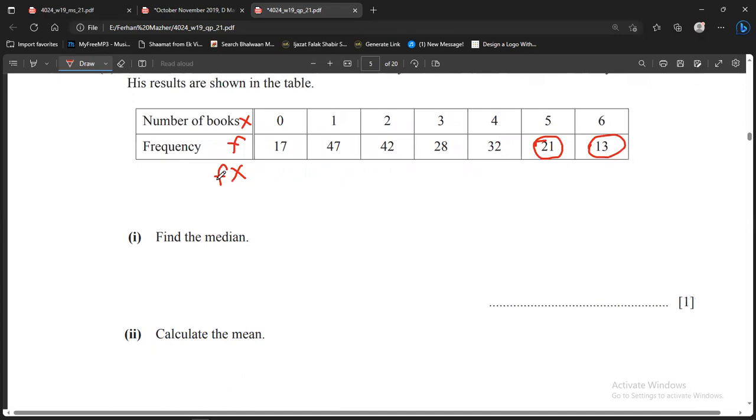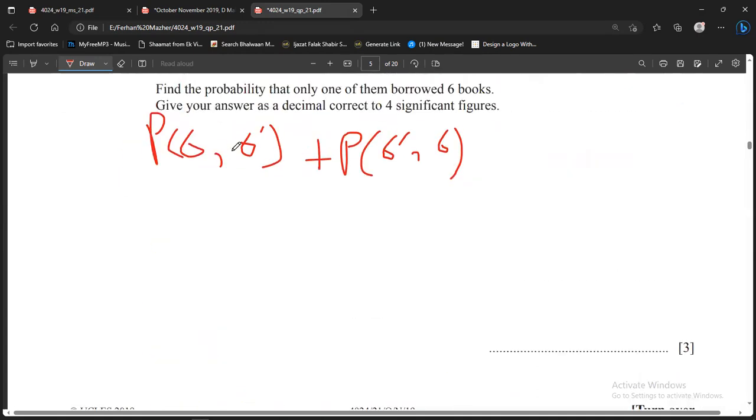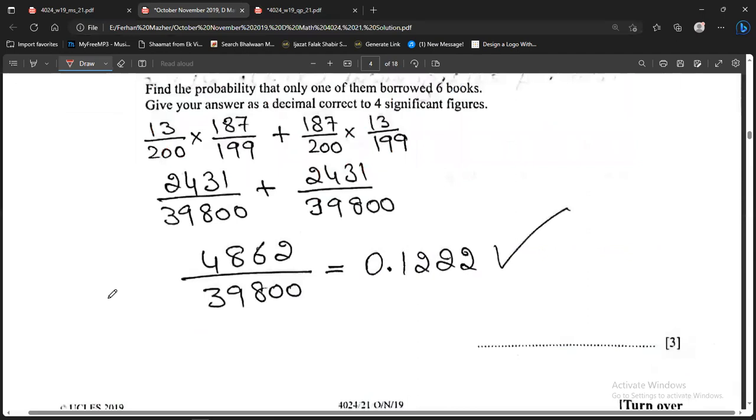So have a look here. The people who borrowed 6 books are 13, and the people who borrowed other than 6 books are 200 minus 13, so you will get 187. So 13 over 200 multiplied by 187 divided by 199. You see the total has changed. Plus 187 over 200 multiplied by 13 by 199. So it will be 2431 divided by 39800 plus 2431 divided by 39800. So just add them up.